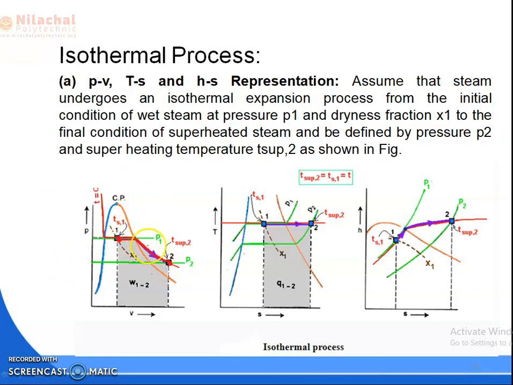So likewise you can see the constant temperature line in the PV diagram and the constant temperature line in the TS diagram. It will be a horizontal line because the constant temperature line is horizontal. So the initial condition of steam is wet steam, with dryness fraction X1, and the final condition is superheated steam. If you go for the HS diagram, this is your constant temperature line, and state 1 is at pressure P1 and state 2 is at pressure P2. So 1 to 2 is your constant temperature heating.